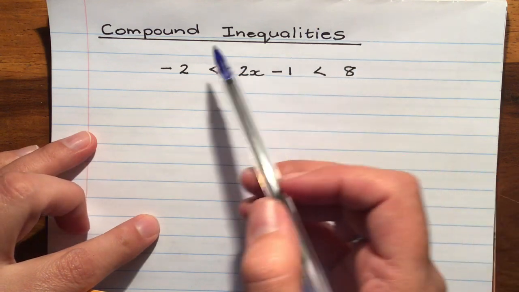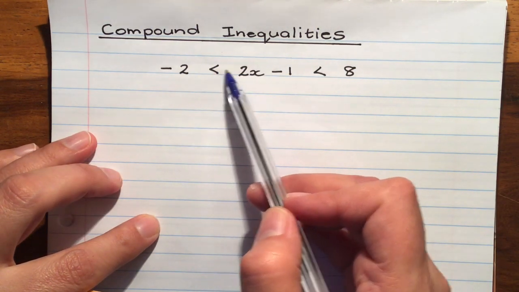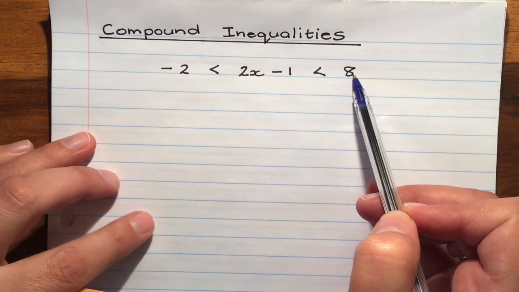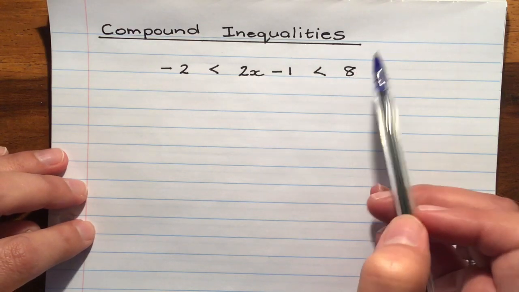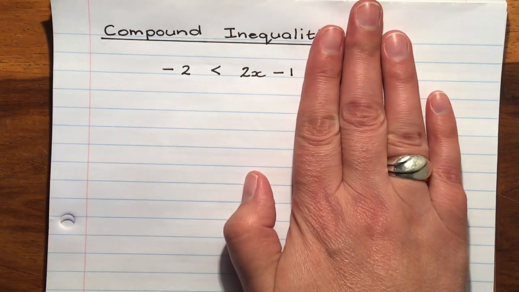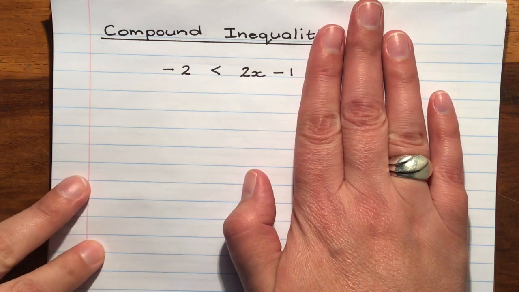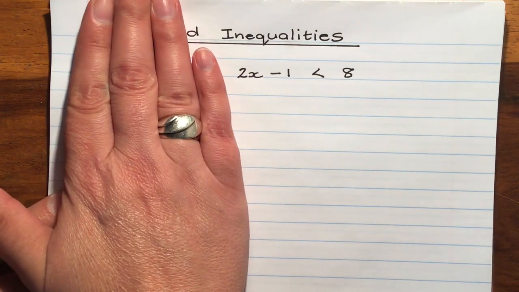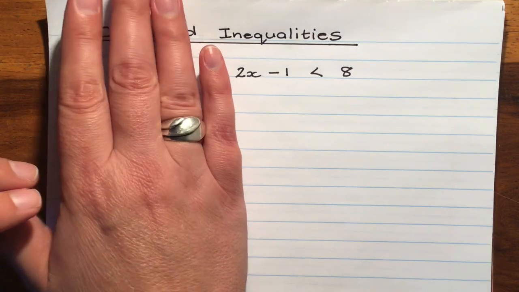And this reads negative 2 is less than 2x minus 1, which is less than 8. Now we can split this up into two parts. We can say, first of all, that 2x minus 1 is greater than minus 2. And then we can take that side and say 2x minus 1 is less than 8. And both of those statements are true.